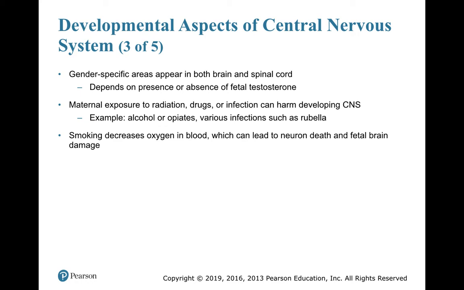Gender-specific areas will appear in both the brain and spinal cord. That depends on the presence or absence of testosterone, fetal testosterone. Maternal exposure to many things can harm the developing central nervous system. And one of the issues with the central nervous system is that it does develop very soon. It's one of the earliest tissues we get. So it's important to avoid things that can damage the developing central nervous system: alcohol, opioids, infections, rubella is a dangerous one, and smoking.